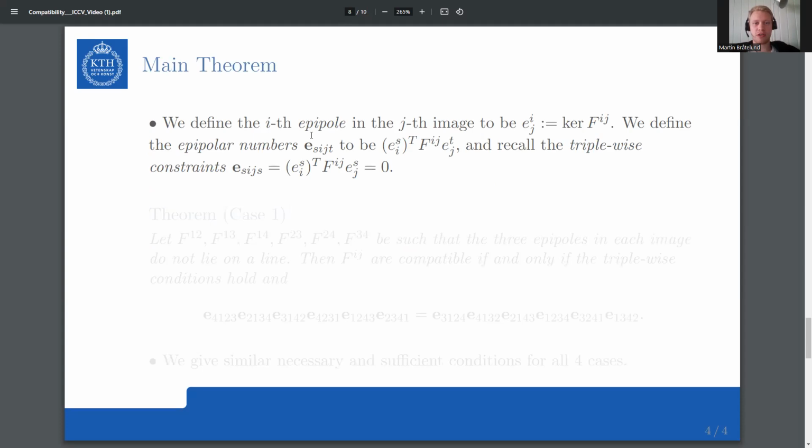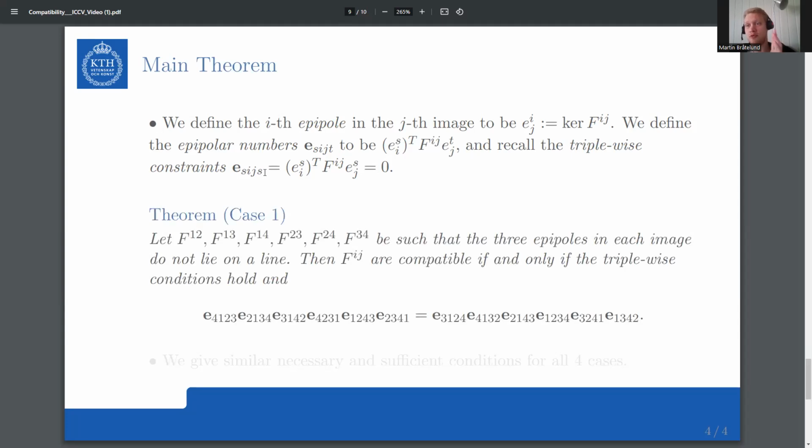We define the epipole to be the kernel of the fundamental matrix. Since it has rank 2, it has a non-zero kernel. Then we define the epipolar numbers to be this thing here. The triple-wise compatibility conditions given in the Hartley and Zisserman book are also in terms of fundamental matrices and epipolar numbers. So e_{ijk} needs to be 0. That is enough to ensure triple-wise compatibility. To ensure quadruple-wise compatibility, we get this long condition here, that this product needs to be equal to this product. If so, then the set is compatible. We also give similar conditions for the other three cases, but this is the main one, the general case.